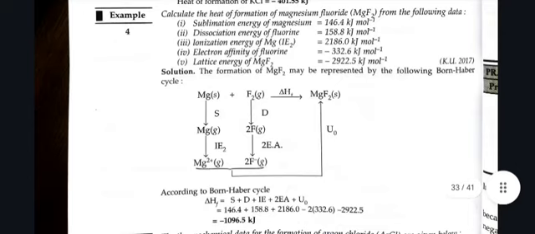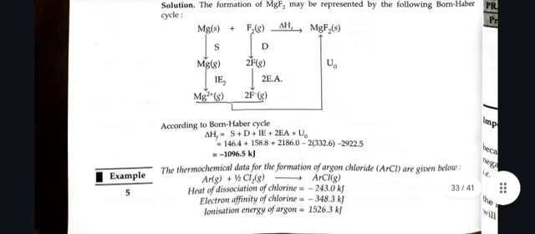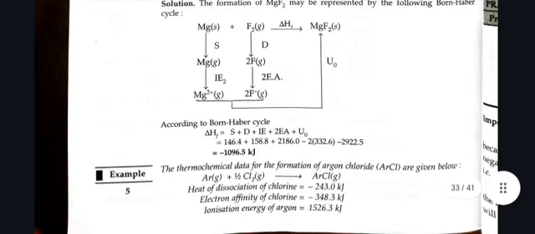2922.5. Solution. The formation of MgF2 may be represented by the following Born-Haber cycle. According to the Born-Haber cycle, delta HF equals S plus D plus IE plus 2EA plus U0. So the heat of formation of magnesium fluoride, MgF2, comes out as minus 1096.5 kilojoule.